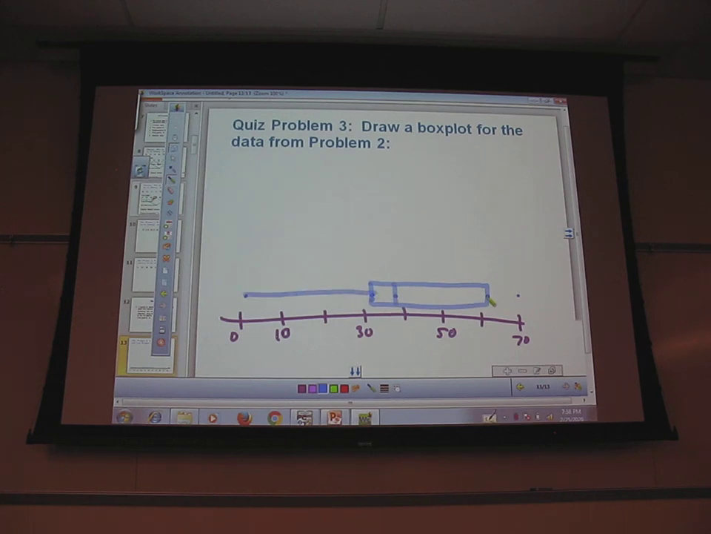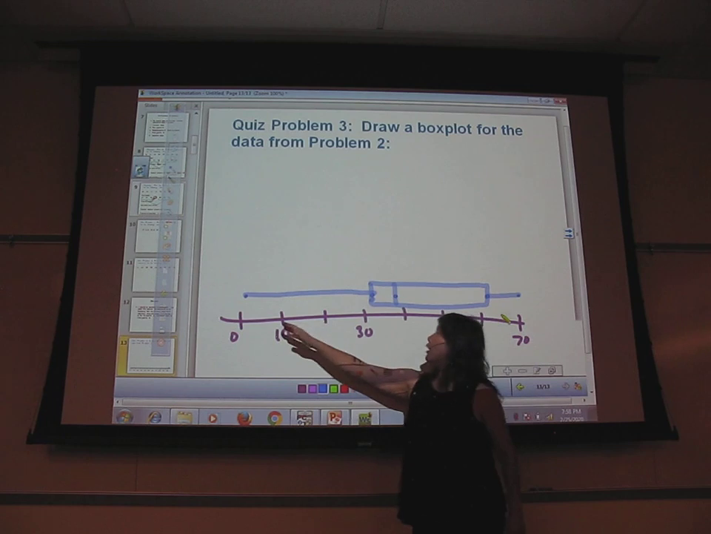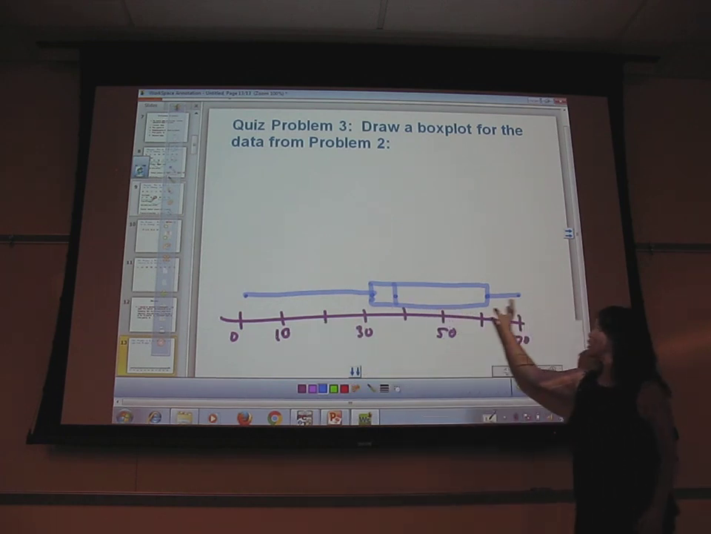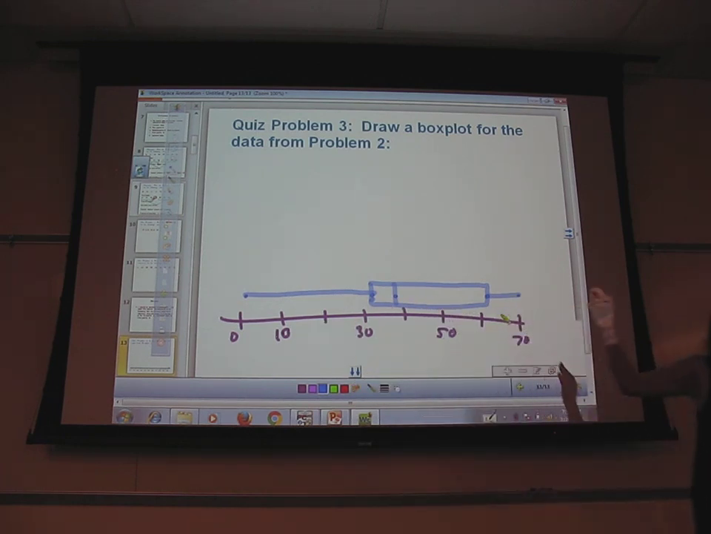out to the whiskers. Will we get marked down if we're not on the scale? Yes, that's how you lose your 3 points. It should be long here, short there, longish there, and shortish there. That's the whole point of this graph.